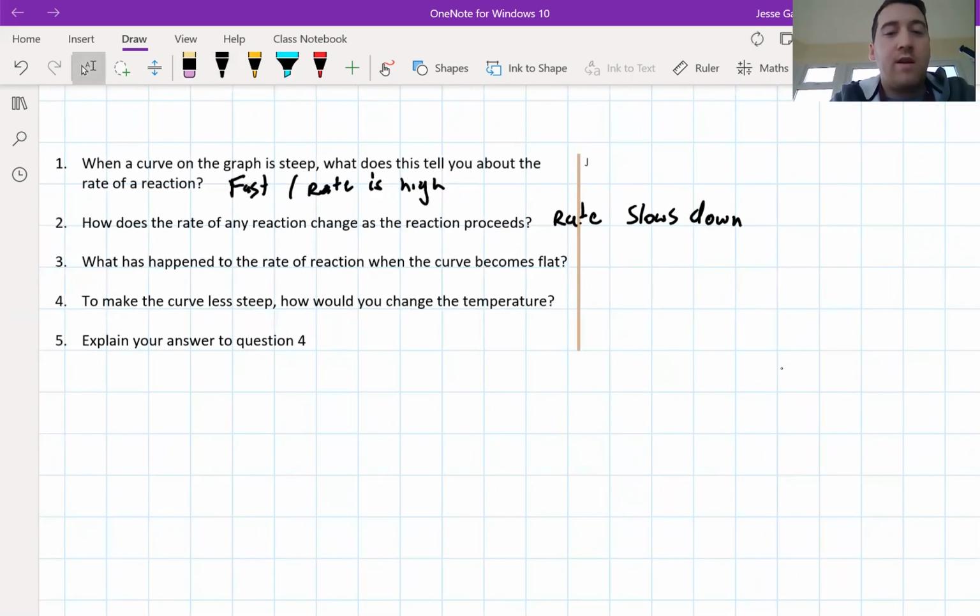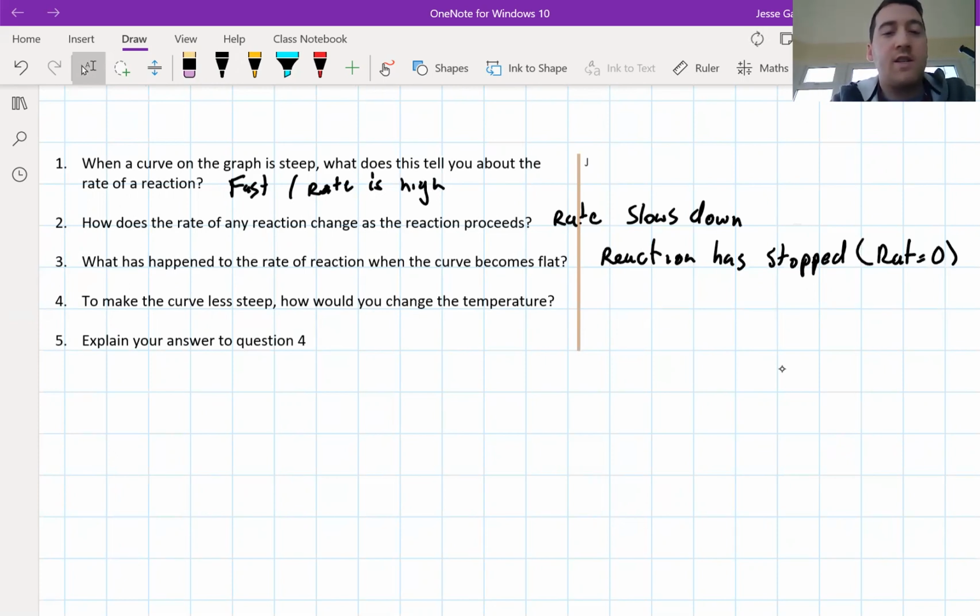What has happened to the rate of the reaction when the curve becomes flat? The reaction has stopped. And if the reaction has stopped, then the rate is equal to 0. There is no rate. It's not doing anything anymore.